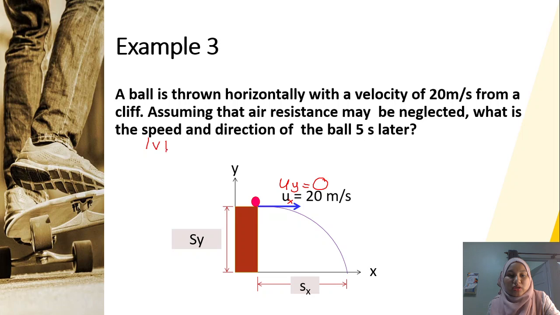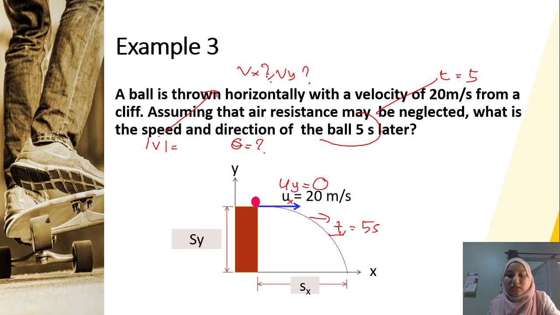Okay, it's mentioned here: what is the speed and direction. Direction here represents the angle because this is a vector quantity. Speed here, it doesn't mention speed in the x or y component, it just mentions speed. So that means we need to find the magnitude of the velocity of the ball 5 seconds later. So time is given already, 5 seconds.